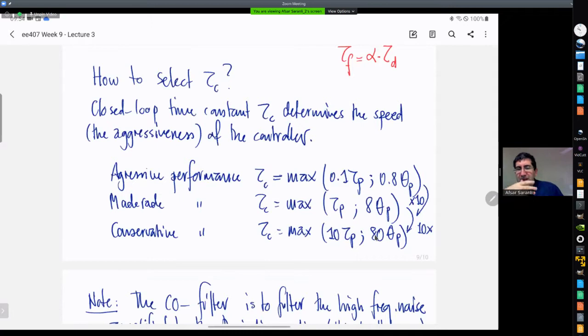Okay. For example, in the case of aggressive performance, you see that the closed loop system actually is much faster than the open loop system, because the desired time constant is set to be 1/10 of the time constant of the plant. Okay, but in the conservative case, it can also be the case that the closed loop time constant is actually 10 times slower than the plant time constant. This means you are actually trying to slow down the system, most likely in order to make it more stable. Okay.